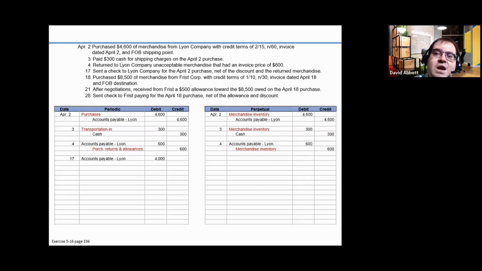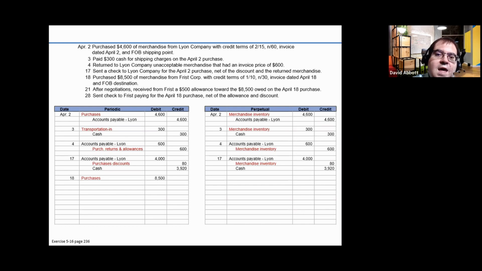Now on the 17th, you sent a check to Lion Company for the April 2nd purchase, net of discount and the returned merchandise. So you will debit the accounts payable account $4,000 because that now is what Lion was owed, but you have a purchases discount of $80 because you're taking off the 2% because you're paying within the 15 days. So you credit that, and then you'll credit cash $3,920 because you're paying cash. Now, for a perpetual system, you would debit the same thing, accounts payable $4,000 to clear that out. Instead of crediting purchases discounts, you'll credit merchandise inventory for $80, and then you will credit cash.